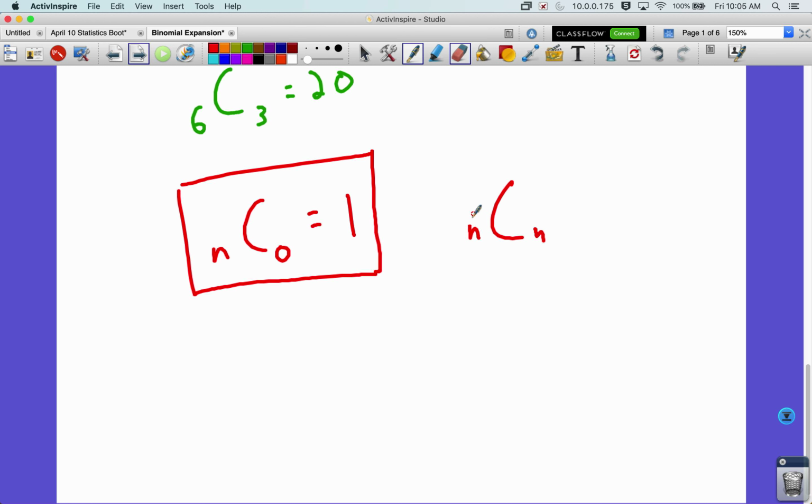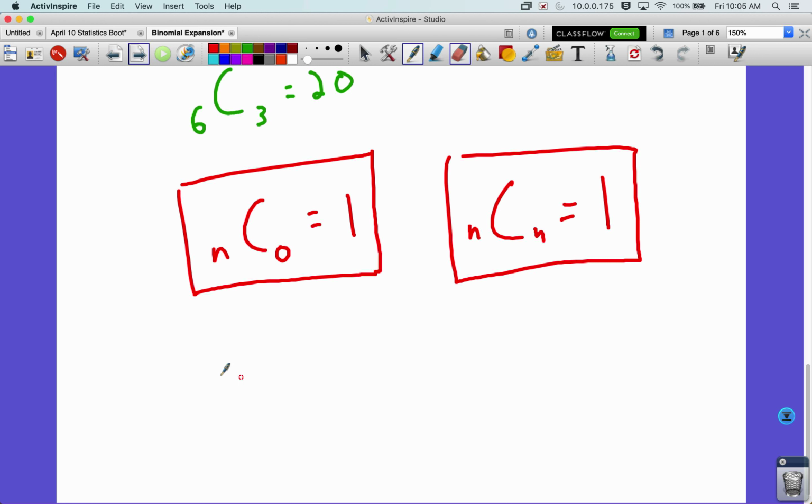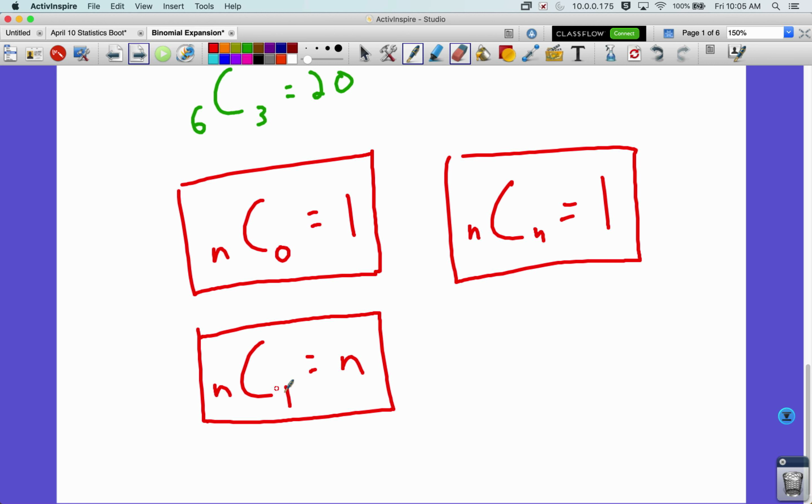nCn gives you the 1 on the other side of Pascal's triangle. So this is another way to always get a 1. All right, nC1, the first term in the nth row is always n, right? Because the first term is really the second number. So if I go down to the 10th row, the second number in the 10th row should be a 10.